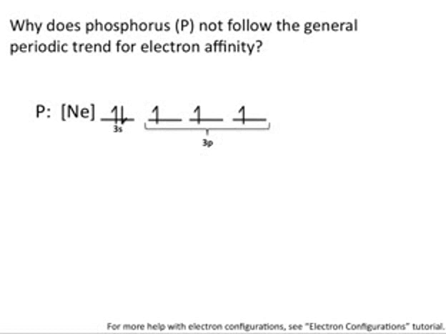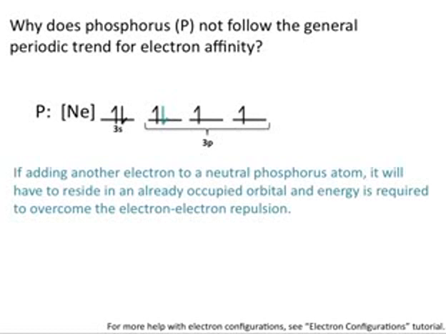The addition of another electron to phosphorus would require it to pair up with another electron in the 3p subshell. And in order to do that, it would have to overcome electron-electron repulsions. And this makes this process slightly less favorable than for an element in group 4A on the periodic table.